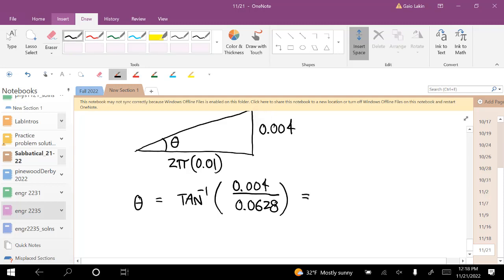Can someone calculate that? What? Yeah, please. 3.64 degrees. Okay. I think that sounds about right.